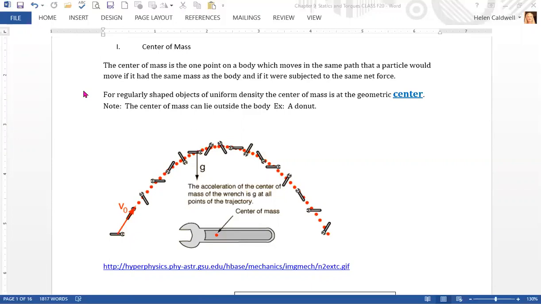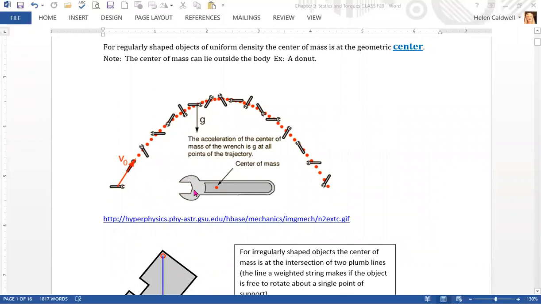Suppose you have a volleyball. A volleyball is hollow in the middle. The center of mass for a volleyball would be in the middle of the ball, which of course is just empty space. So you can have the center of mass be at a place where there's actually no mass at all, but the math still works out. Yay for math.